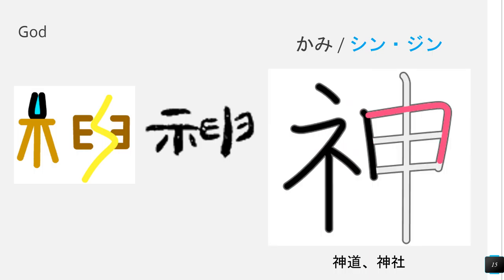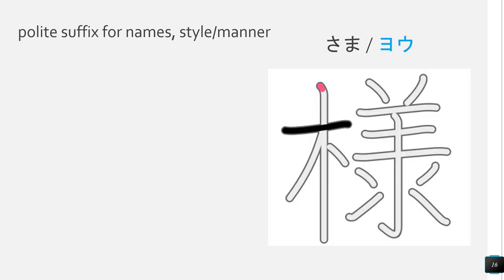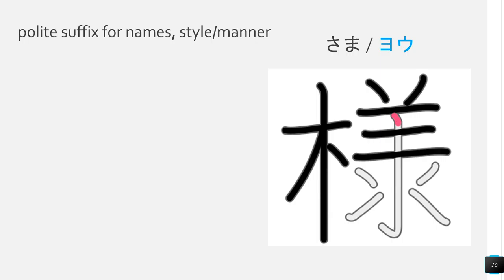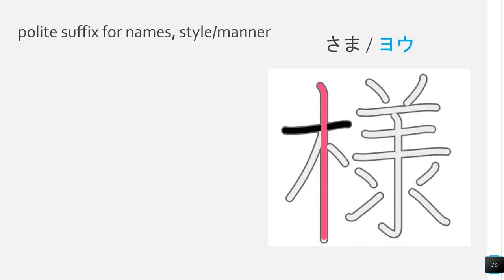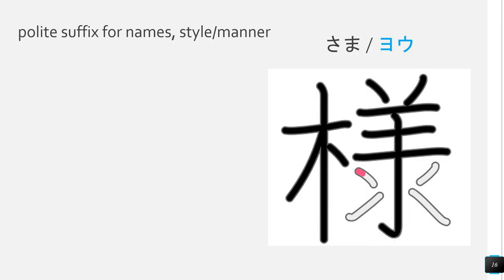では次行きます。Now, this is a very complicated kanji. In fact, for HSC, this is a recognition only kanji, which means you don't have to be able to write it, but you do need to be able to read it or recognize it in reading. All right.